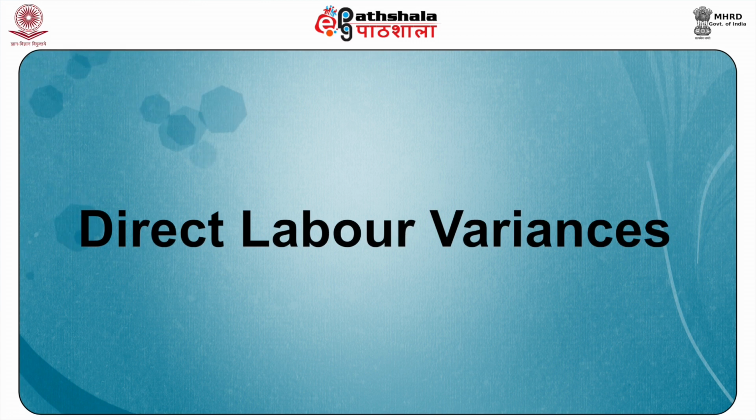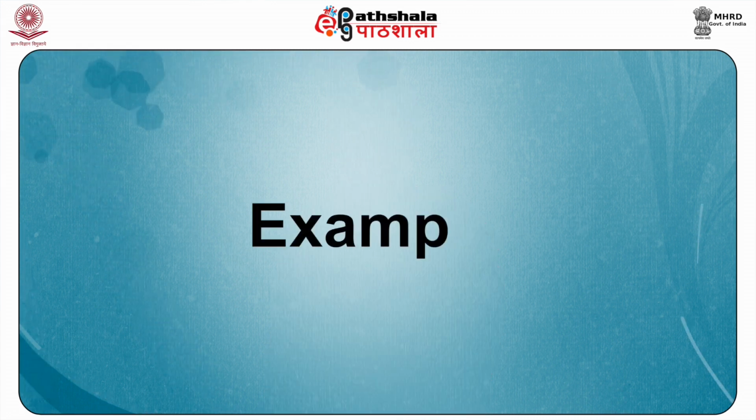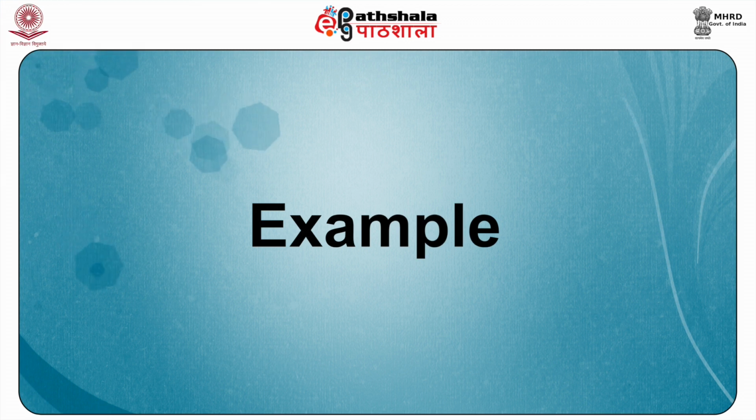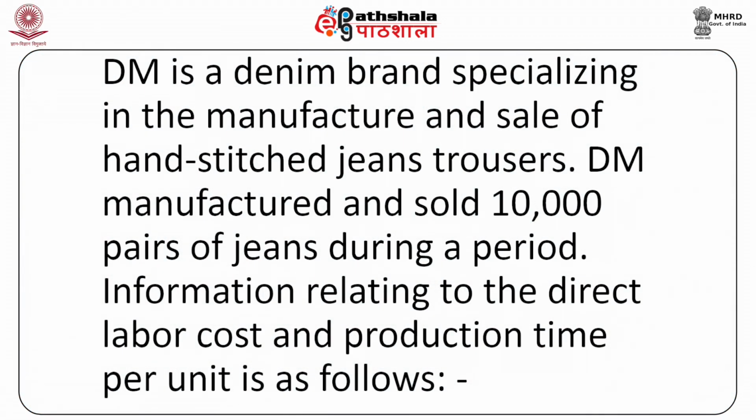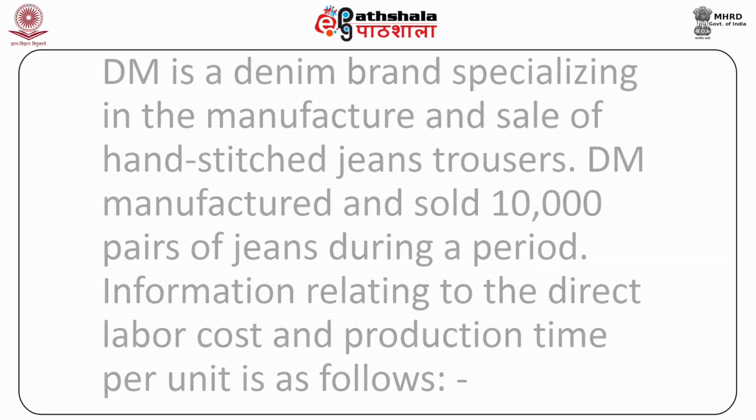Direct labor rate variance: actual quantity into standard rate less actual quantity into actual rate. Let us understand this concept with the help of an example. Sale of hand-stitched jeans trousers. The company manufactured and sold 1000 pairs of jeans during a period. Information relating to the direct labor cost and production time per unit is as follows.